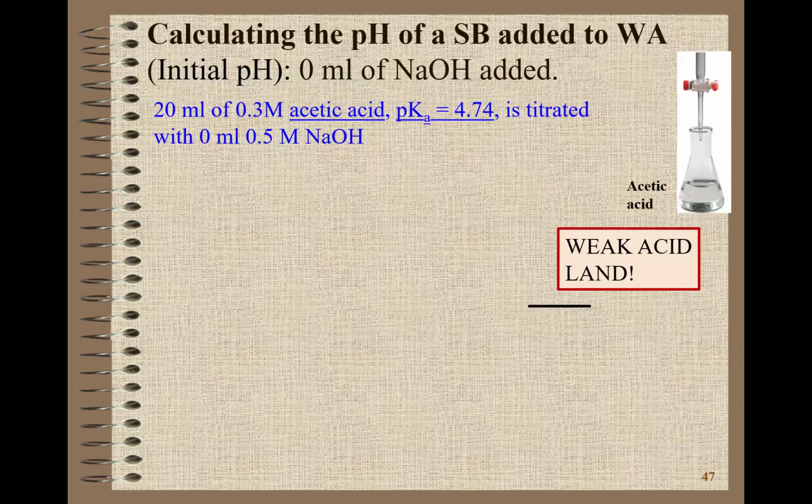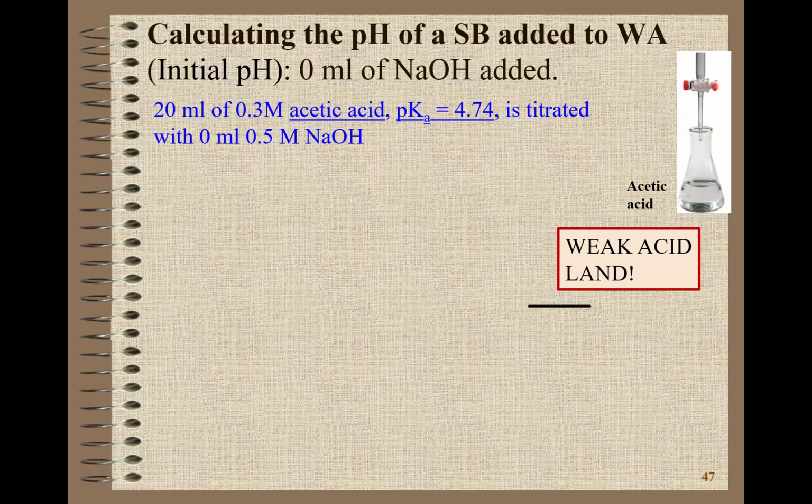In the first case, it's not too bad. We have a weak acid, and we haven't added any base yet. So what land are we in then? Where's my weak acid land? Excuse me, we're in weak acid land. How do we know we're in weak acid land? Because we're using acetic acid. This is found in vinegar. That's the weak acid. So the pH should be quite a ways above 1.